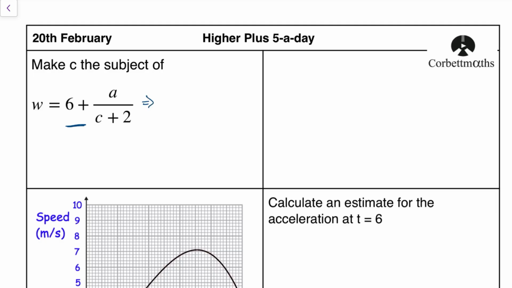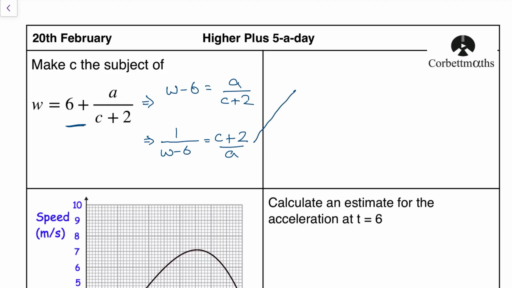So I'm going to take away 6 on both sides, which means that W minus 6 is equal to A over C plus 2. Again, something that's not obvious to do here because the temptation is to multiply by C plus 2, which makes it all much harder. Actually, you can flip it upside down. You can say 1 over W minus 6 is equal to C plus 2 over A.